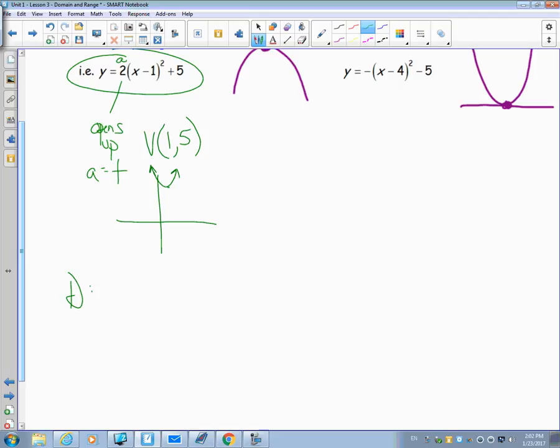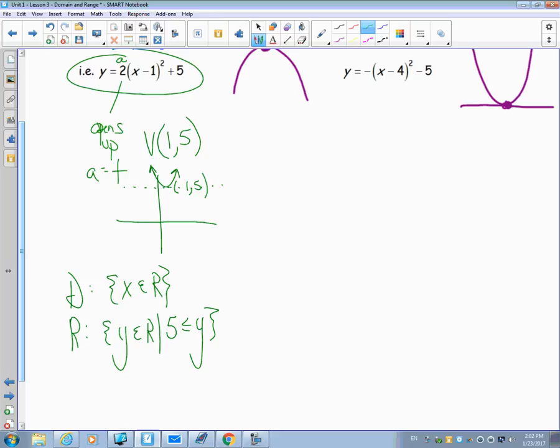My domain, left and right, forever and ever and ever. I got arrows on the left and the right. My range, well, I reach the lowest of, what's that number right there? 5. And I go up from there forever and ever and ever. I got up arrows. I can do the same thing with the next one.